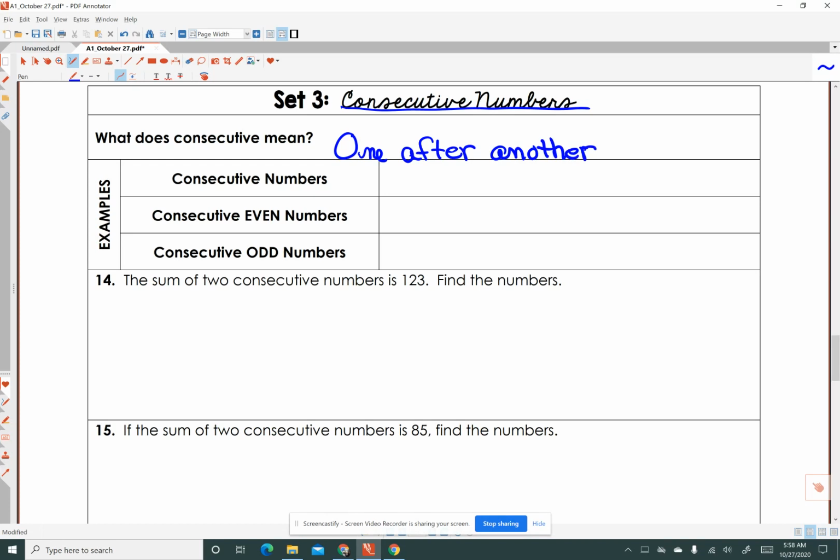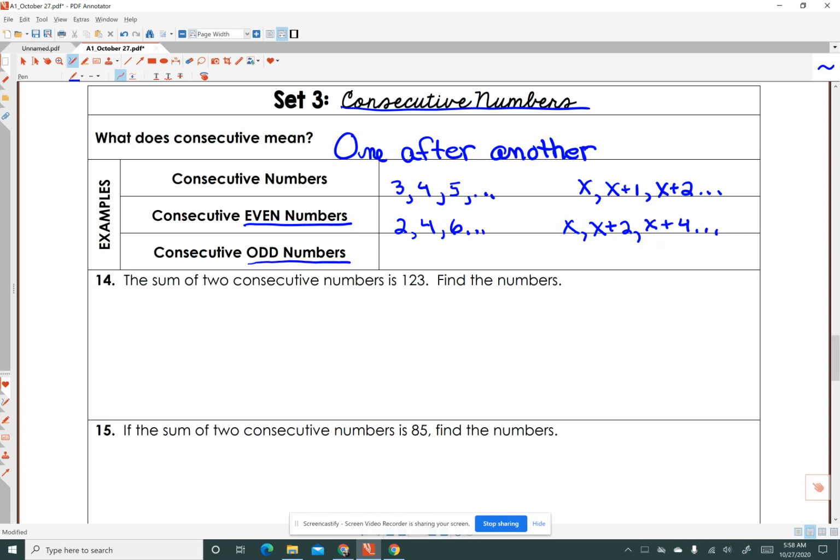So consecutive numbers could be 3, 4, 5, etc. But in terms of algebraically representing those consecutive numbers, that 3 would be x. So what would 4 be? X plus 1. 5 would be x plus 2, and so forth. Now, consecutive even numbers, for example, would be 2, 4, 6, and so forth. How do we represent those algebraically? Well, 2 would be our x. 4 would be x plus what? Plus 2. And 6 would be x plus 4, and so forth.